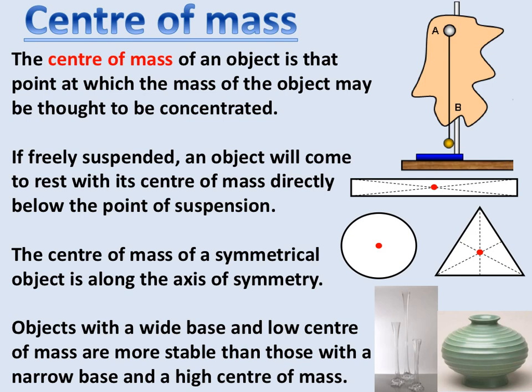You should also know that objects with a wide base and a low centre of mass are more stable than those with a narrow base and a high centre of mass. So you can see of the two objects we've got here, we've got the champagne flutes compared to this vase. The vase is more stable because it's got a wide base and it's got a low centre of mass, compared to these that have got a narrow base and a higher centre of mass.